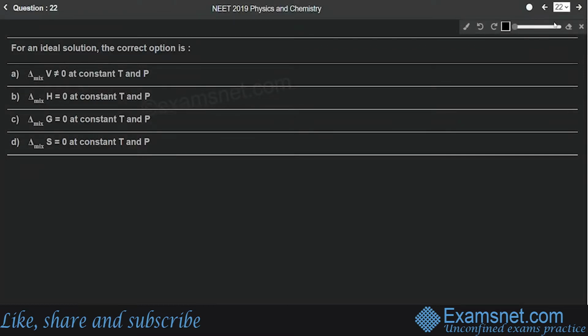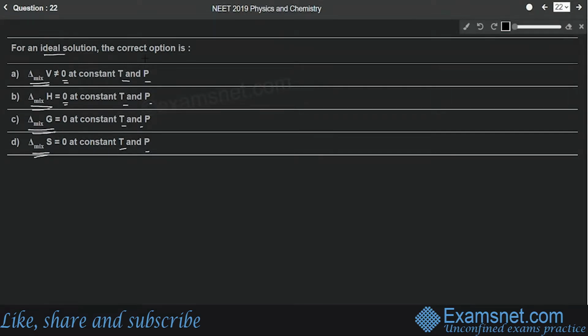Now question number 22 is from the chapter Solutions, and the question is, for an ideal solution the correct option is. The first one is delta V of mixing is non-zero at constant temperature and pressure. Delta V means volume change. Then option B is delta H of mixing is equal to 0, that means enthalpy change is 0 at constant temperature and pressure. The third one is Gibbs energy change is 0 at constant temperature and pressure. And the last one is entropy change is 0 at constant temperature and pressure.